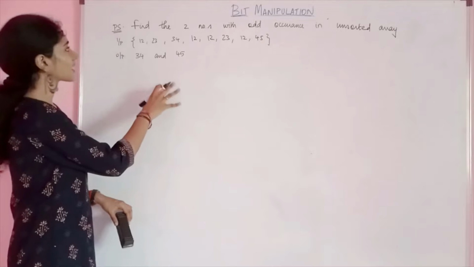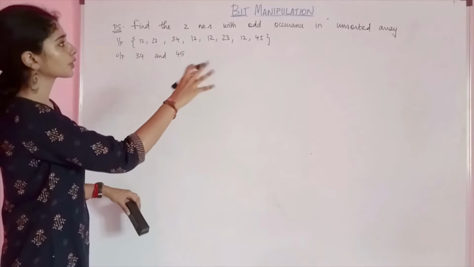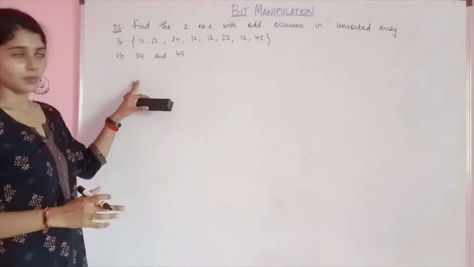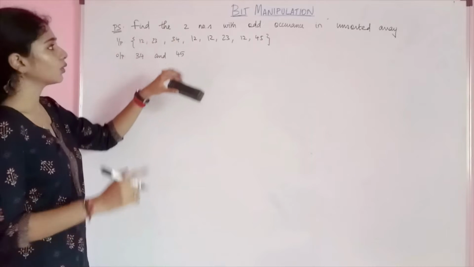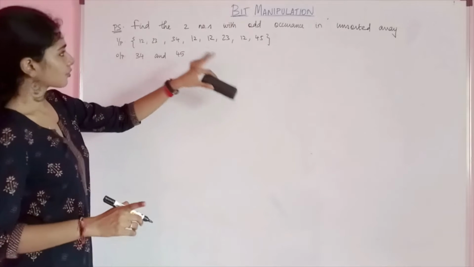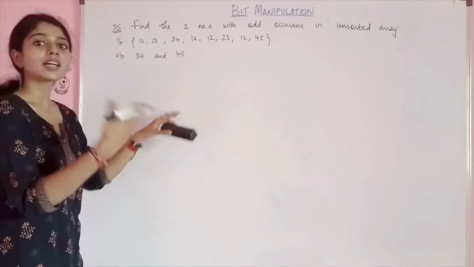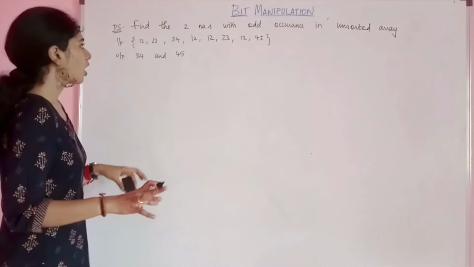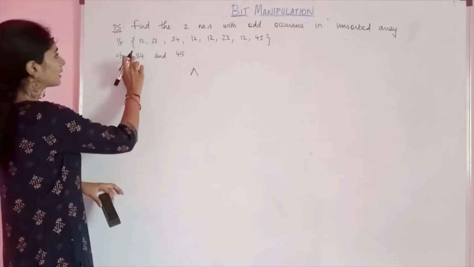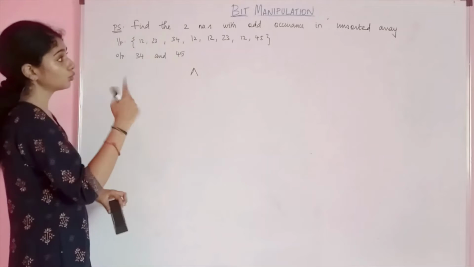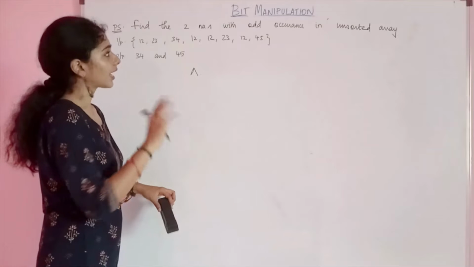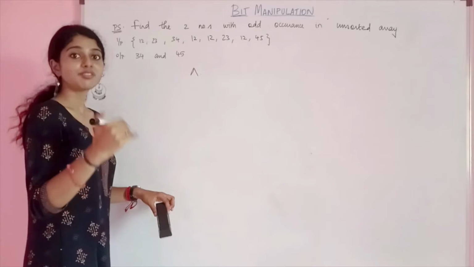Here the question is basically to find the two numbers with odd occurrence in an unsorted array. We saw a similar question wherein we had to find only one occurrence in an unsorted array wherein all the other elements occur an even number of times. And I hope you remember we used the XOR operation. But here, find the two numbers. There are two numbers which occur an odd number of times, and all the other numbers are going to have even occurrences.